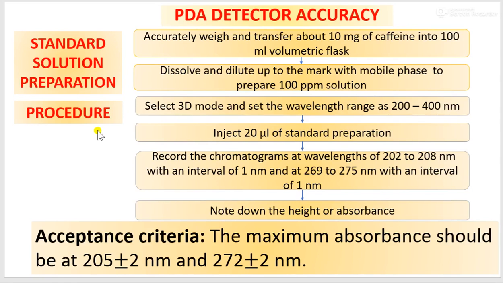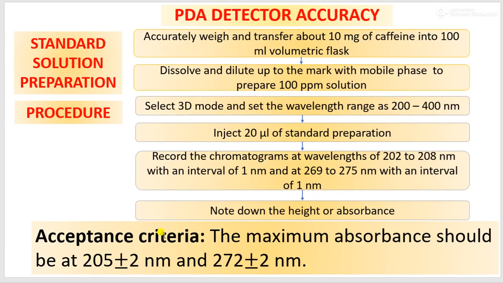So what you have to do? You have to select 3D mode and set the wavelength range as 200 to 400 nanometer, and inject the standard solution, that is 100 ppm of caffeine solution, 20 microliter, and record the chromatogram at the wavelength of 202 to 208 with an interval of 1 nanometer, and at 269 to 275 nanometer with an interval of 1 nanometer, and note down the maximum absorption, the absorbance and height.